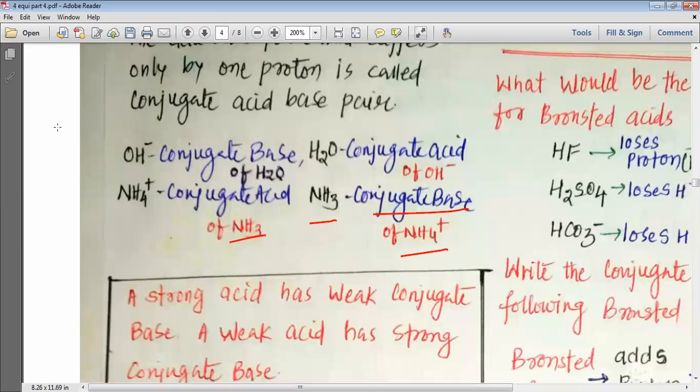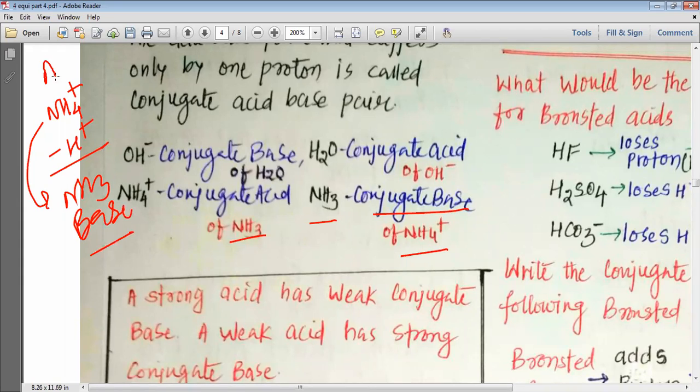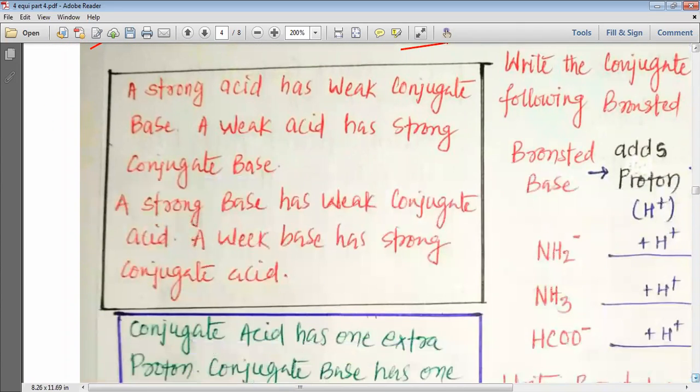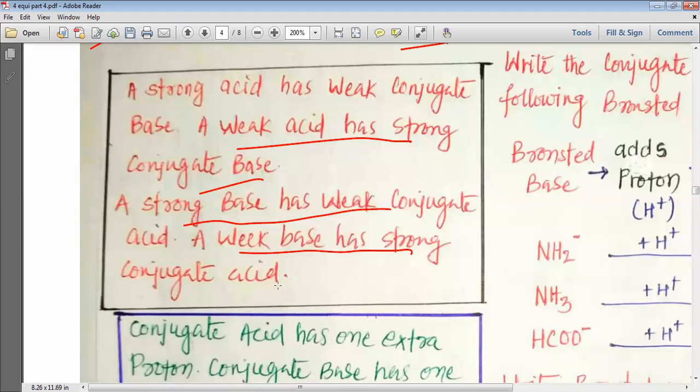So my dear students, if you remove H+, you get a base. And the substance from which you remove H+ is actually the acid. So this is how we can understand the conjugate acid base pair. A strong acid has a weak conjugate base and a weak acid has a strong conjugate base. A strong base has a weak conjugate acid and a weak base has a strong conjugate acid.